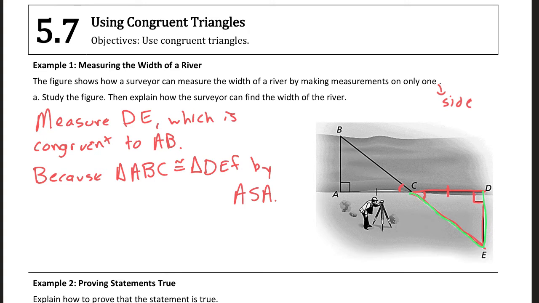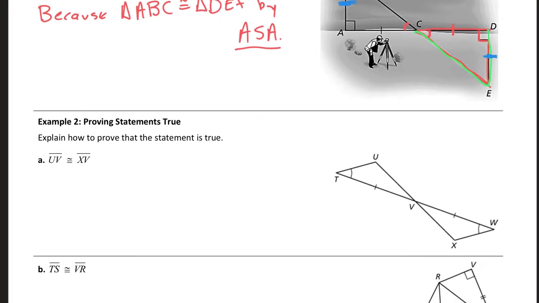Because if we say that two triangles are congruent, that means we can assume that all of the corresponding parts are congruent. So I can assume AB and DE are the same length because I proved those triangles are congruent by ASA. So you can take measurements on one side to help you find measurements that you can't directly find for the other side, or for the width of the river.